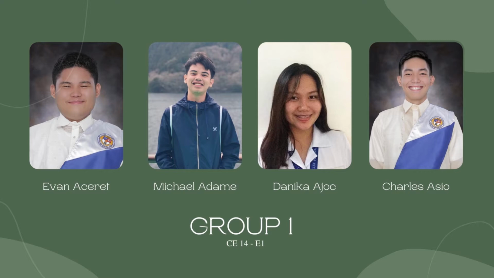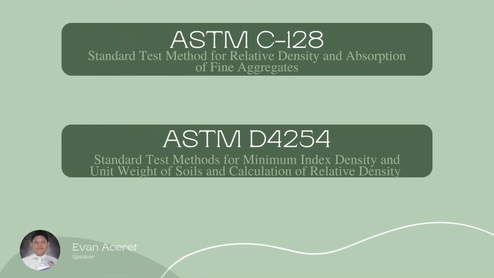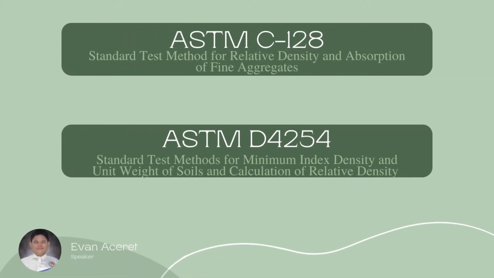So, let's get started! The experiment video's inside scoop is to present the detailed computation of determining the specific gravity, water absorption, and densities of sample aggregates. ASTM C128, or the standard test method for relative density, or we call specific gravity and absorption of fine aggregates, and ASTM D4254, or the standard test methods for minimum index density and unit weight of soils and calculation of relative density, were the ASTM standards followed.